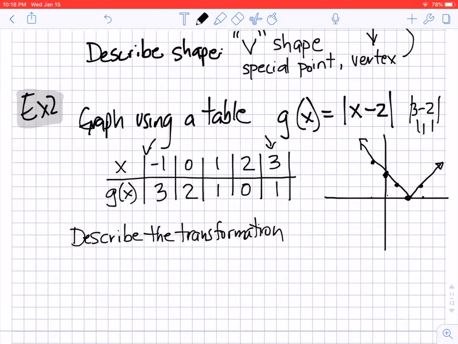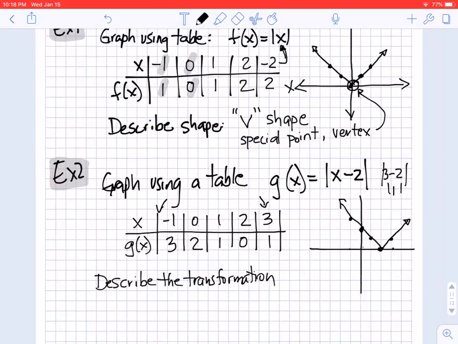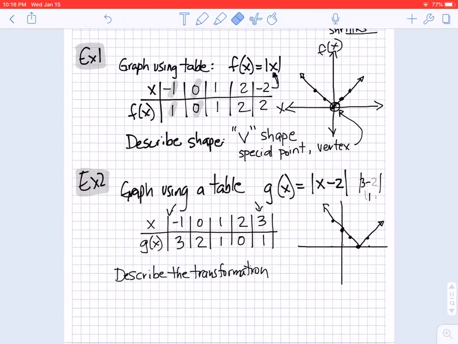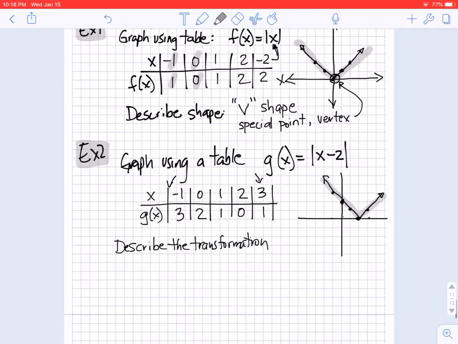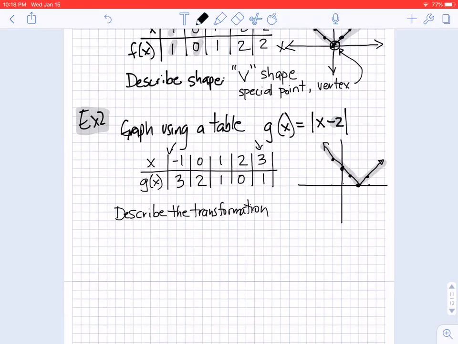Now I'm going to step back and describe the transformation that occurred between these two graphs. Okay? I see my first graph. The V shape bounced at the origin on the x-axis. This graph bounced to the right of the origin. Notice how far it was away from the origin. So this graph here had a translation to the right 2 units.